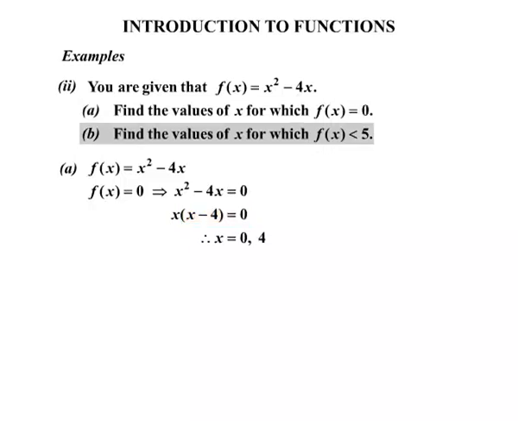Part B, find the values of x for which f of x is less than 5. Let's just write down our function again. And we require when f of x is less than 5. So in other words, when is that function less than 5? When's x squared minus 4x less than 5? Now, what we need to do is get everything to one side. So x squared minus 4x, the 5 we'll bring over, it'll become minus 5 on the other side. And that'll be less than 0 because we've got everything to one side.